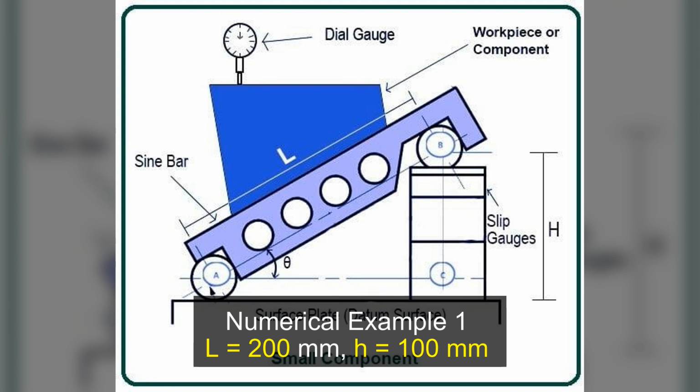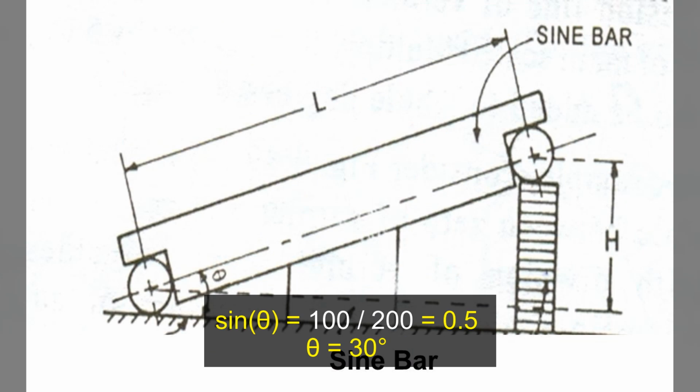Let's solve an example. If the length of the sine bar is 200 mm and slip gauge height is 100 mm, we find the angle. Divide the slip gauge height by the sine bar length. Then take the inverse sine using a scientific calculator, giving us exactly 30 degrees.